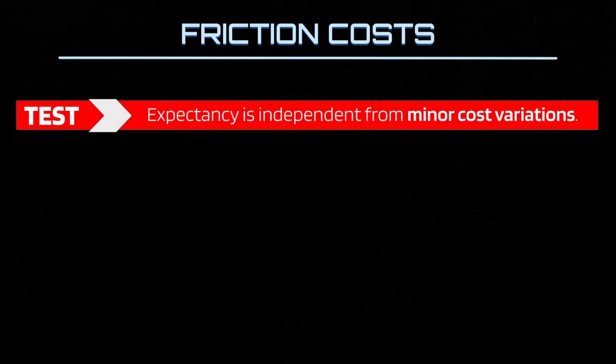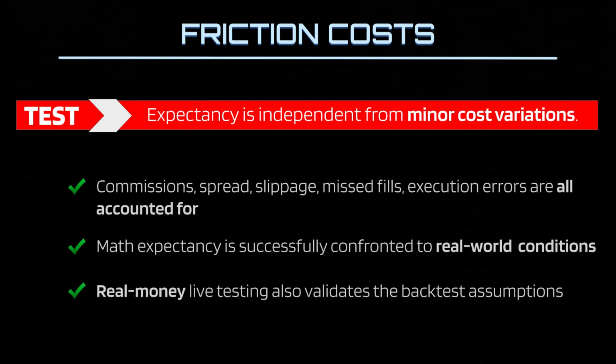Friction costs come in many shapes and forms, such as commissions, spread, slippage, missed fills on limit orders, rollover costs for derivatives, and plain trading errors that will inevitably occur at some point. For example, if your system is depending on being traded at a particular broker for it to remain profitable because of those trading conditions that you've negotiated, then you should be very skeptical of it.